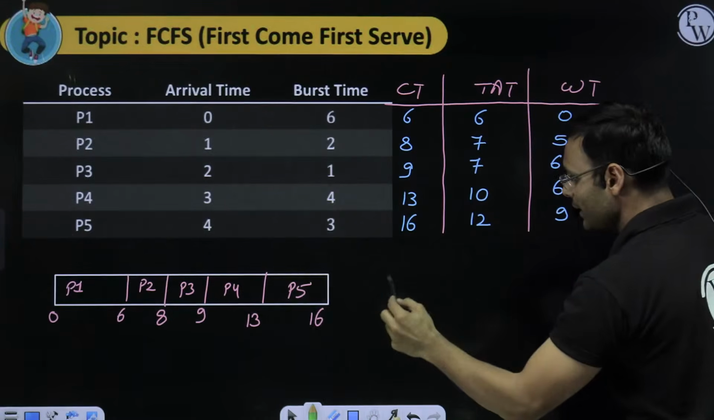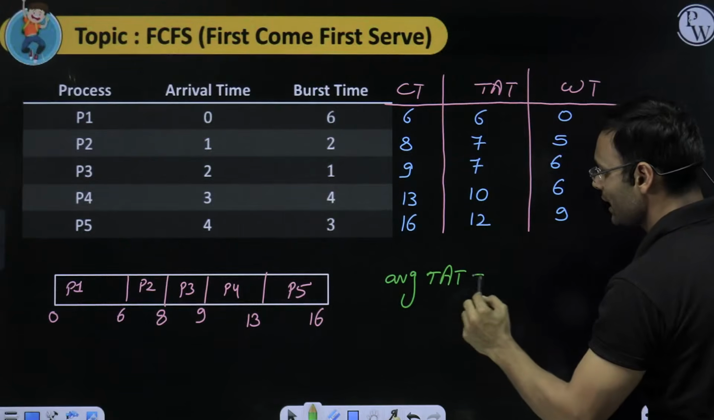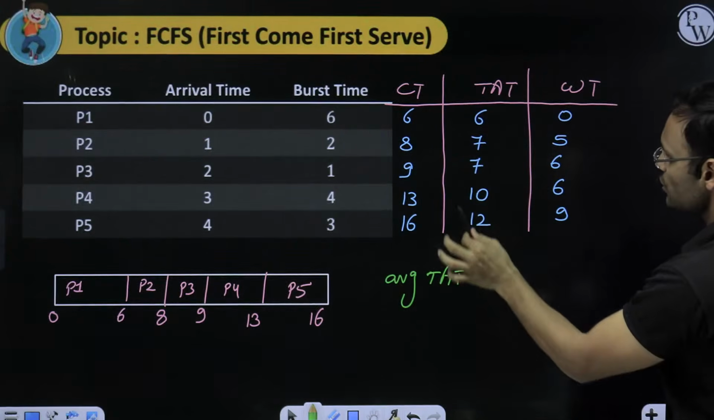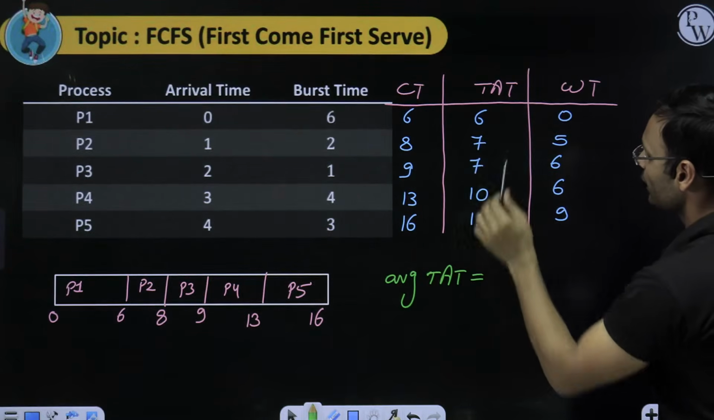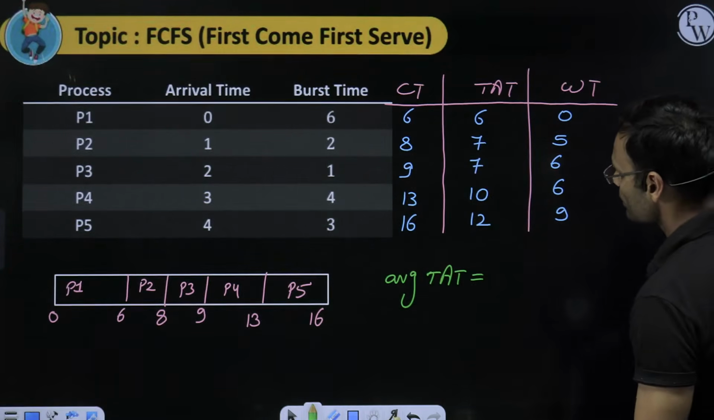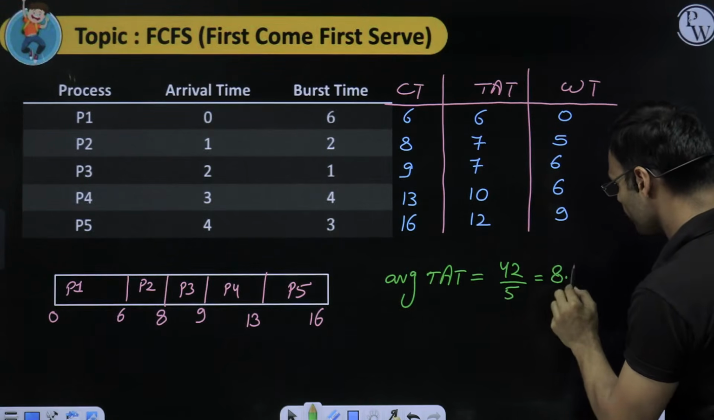Somebody has posted an answer. Let's see if average turnaround time is matching with that answer or not. 6 plus 7 is 13... 10 plus 12, 22 plus 14, 36 plus 6, 42 divided by 5, which is 8.4.